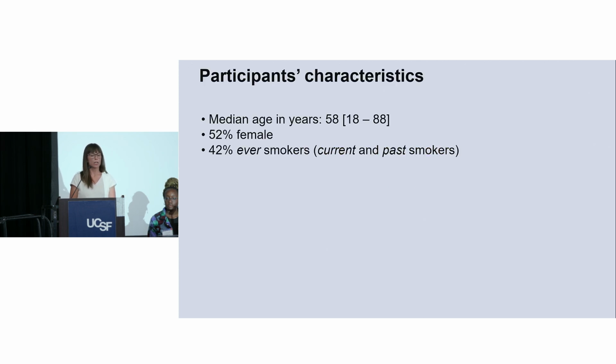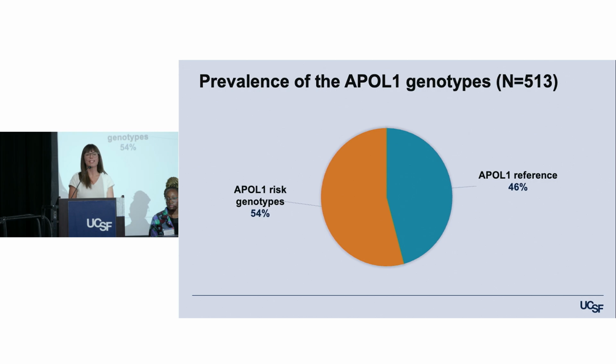And the results. So the median age of our participants was 58, roughly the same percentage of females and males, and 42% were ever smokers, so current and past smokers combined. Then we also wanted to see what the percentage of this risk genotype is in our population. And we found that 54% of our participants had this risk genotype, so either 1 or 2 risk alleles.